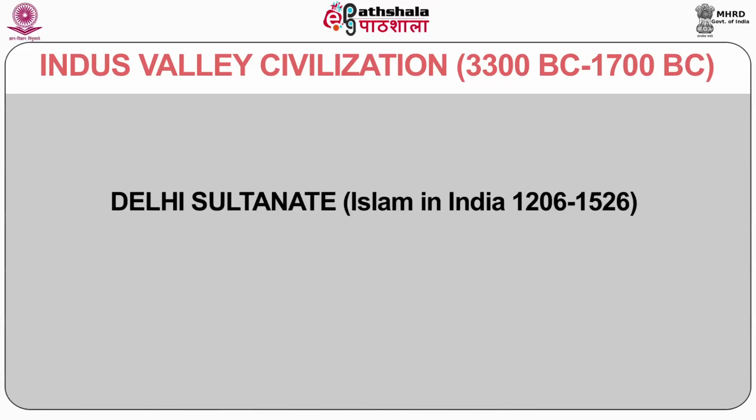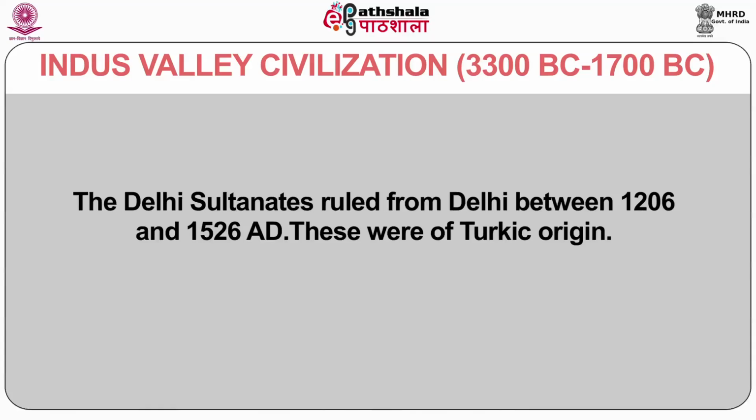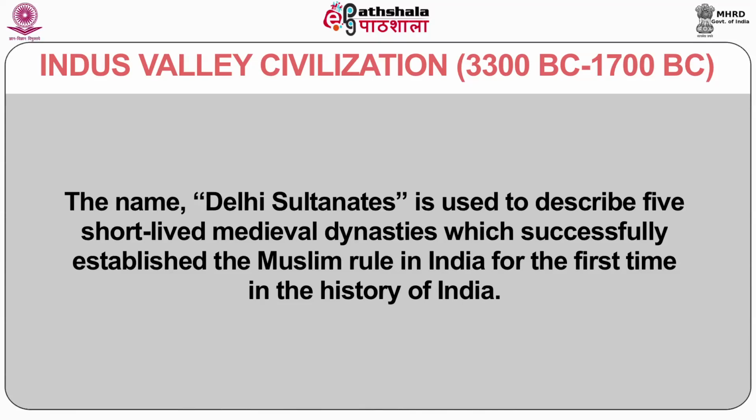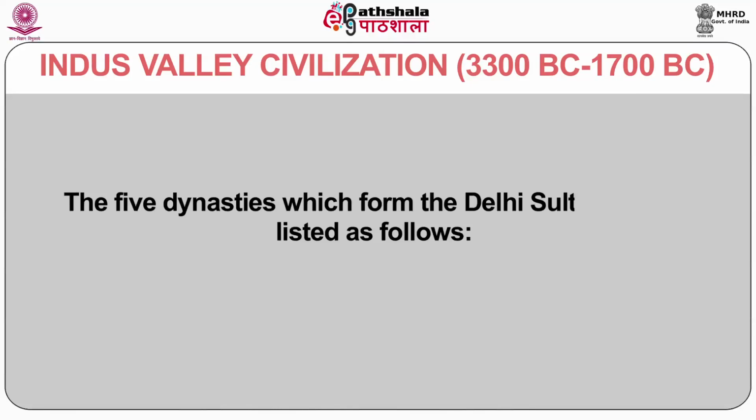Let us discuss the Delhi Sultanate, Islam in India, 1206 to 1526. The Delhi Sultanate ruled from Delhi between 1206 and 1526 AD. These were of Turkic origin. The name Delhi Sultanate is used to describe 5 short-lived medieval dynasties which successfully established Muslim rule in India for the first time in the history of India. The 5 dynasties which form the Delhi Sultanate are listed as follows.